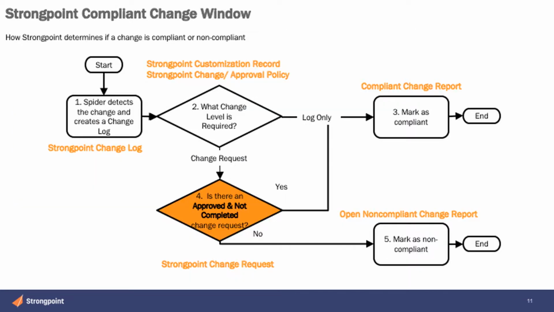So we talk about a compliant change window. What does that mean? A change happens in your system. The Strongpoint spider runs and it detects that change and creates a change log. The system then analyzes that change log and looks at what change level is required.